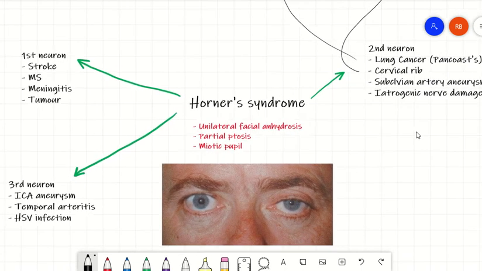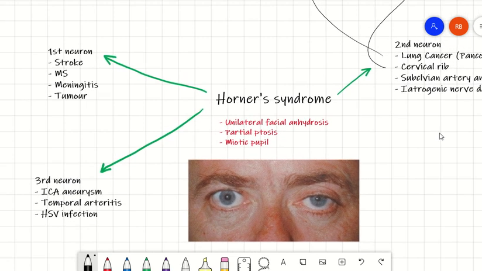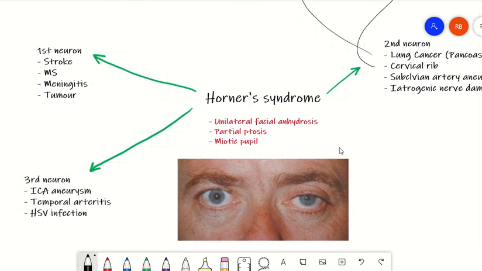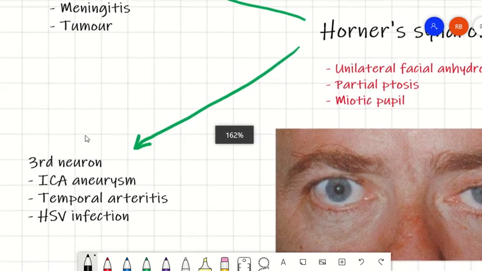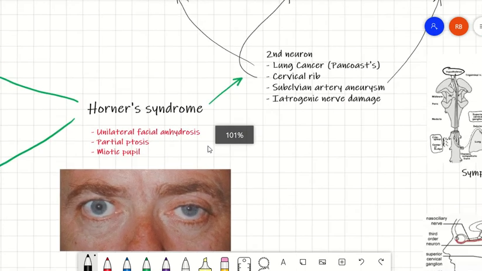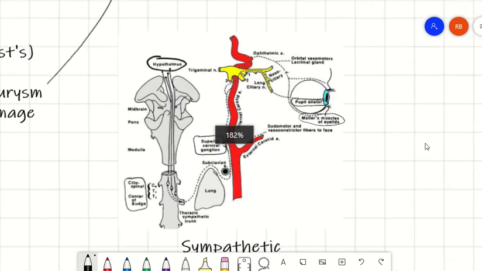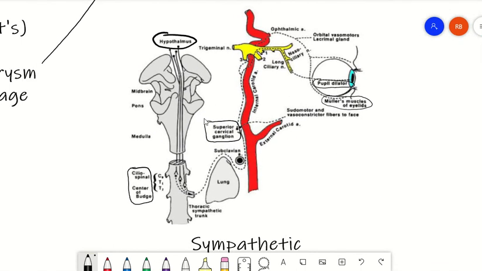And the last collection of causes for Horner syndrome could be in the third order neuron. So the third order neuron, where does that run from? The third order neuron runs from the superior cervical ganglion, on the internal carotid artery, on the nasociliary long ciliary nerve, and to the pupil dilator, and the muscles of the eyelids.